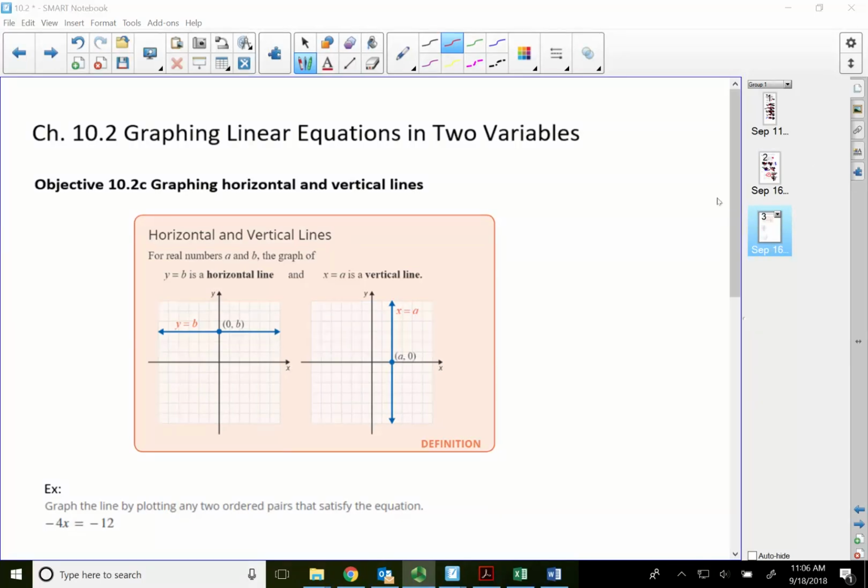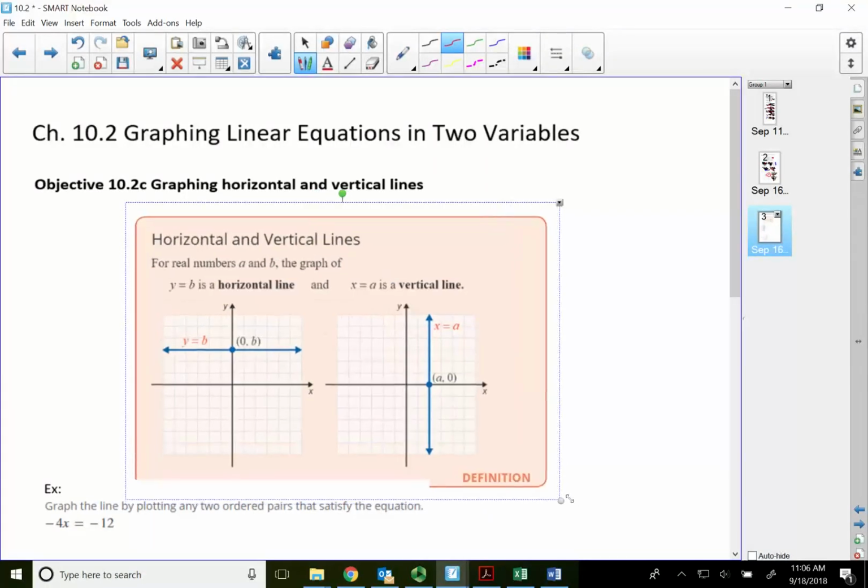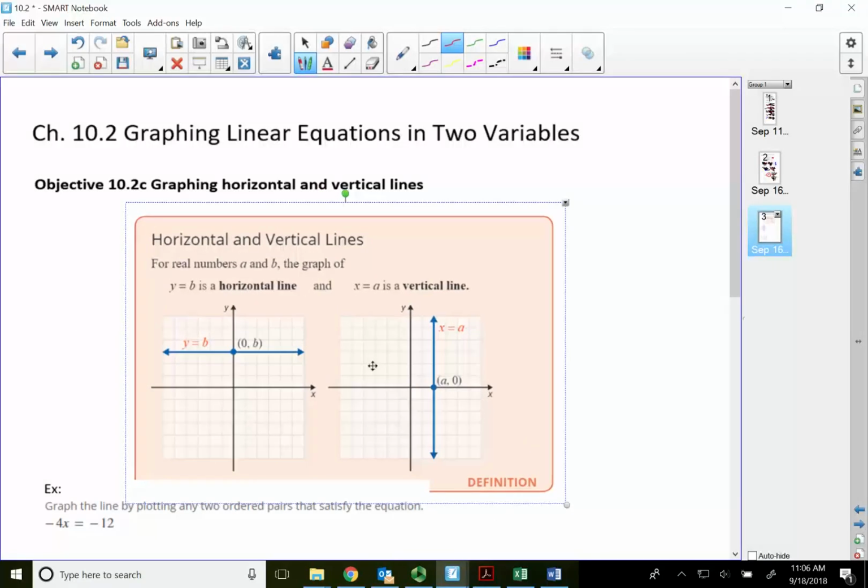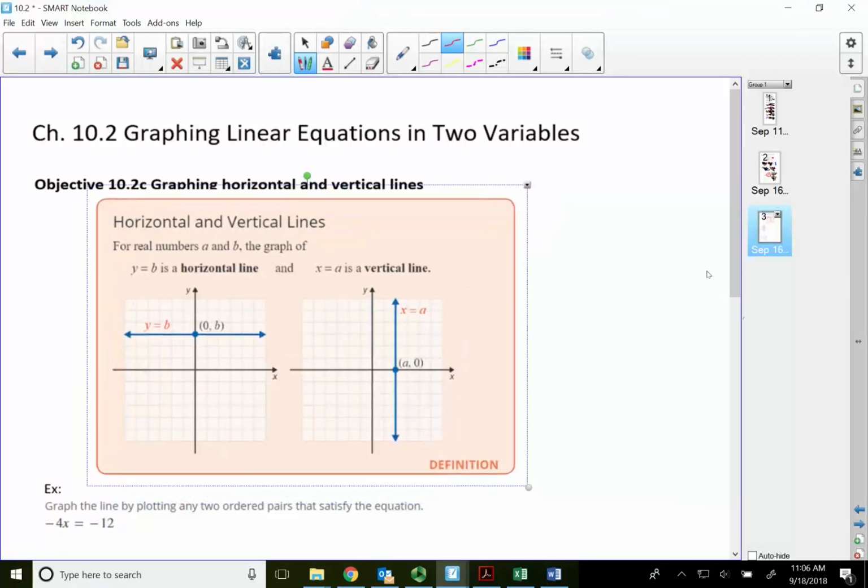In this lecture video, let's take a look at how we can graph the so-called horizontal and vertical line. This is purely memory, but I'm still going to try to explain how this actually makes sense. So basically, for any real numbers a and b, y is equal to b is a horizontal line.